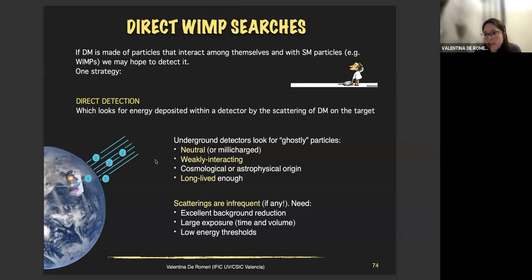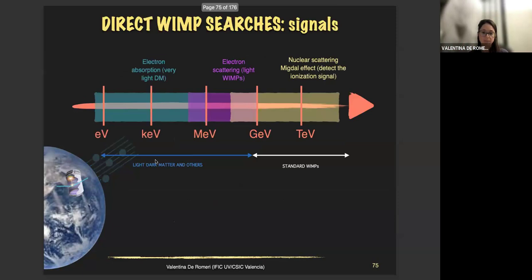The scatterings that they look for are rare, if any at all, and therefore a possible observation requires an excellent background reduction, large exposures, both in terms of volume and time, and very low energy thresholds if we want to explore also low dark matter masses. So you see that basically these experiments share many technology requirements in common with the CEvNS experiments.